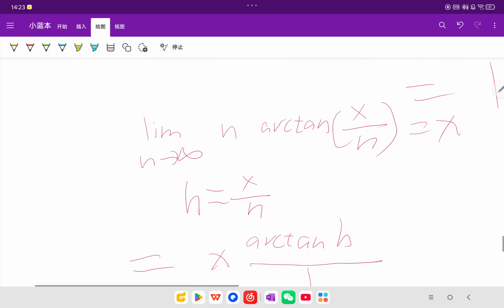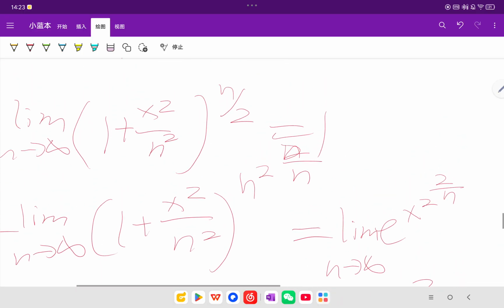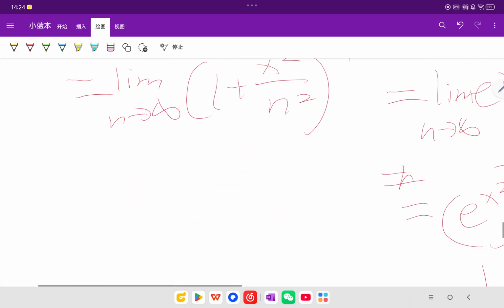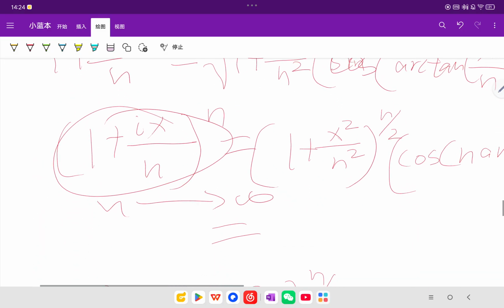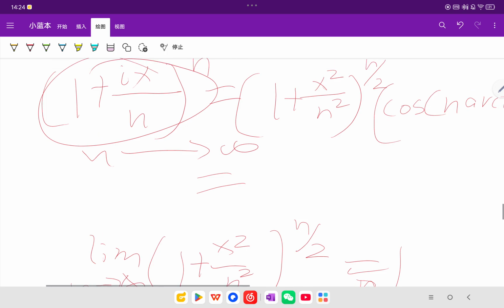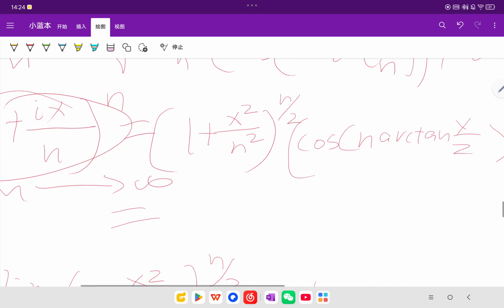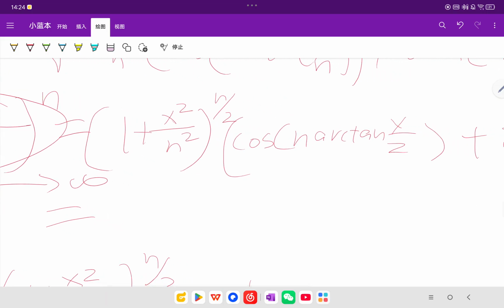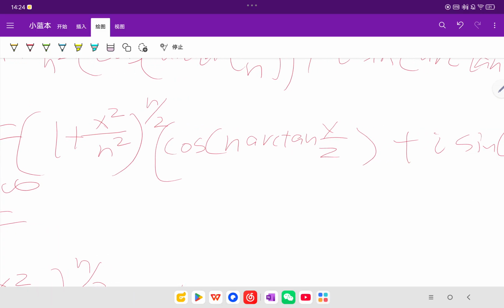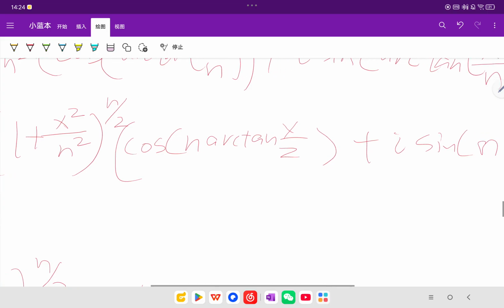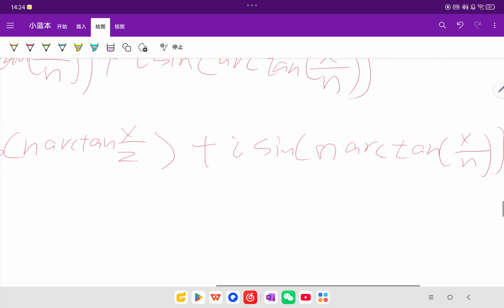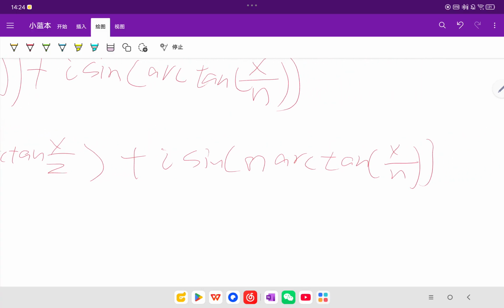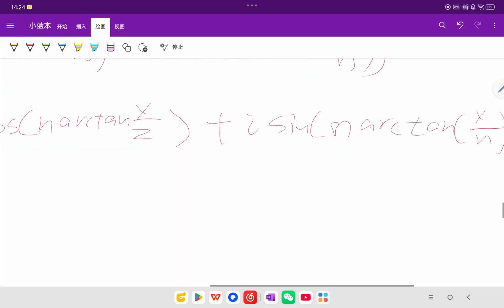So by plugging in these two limits, it results in (1 plus ix divided by n) to the n equals (1 plus x squared over n squared) to the n divided by 2 power, times cosine n arctan x divided by n, plus i sine n arctan x divided by n. So we now have that.